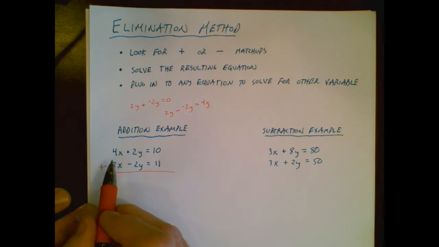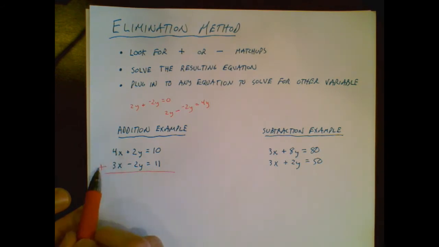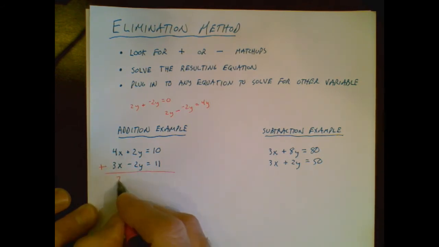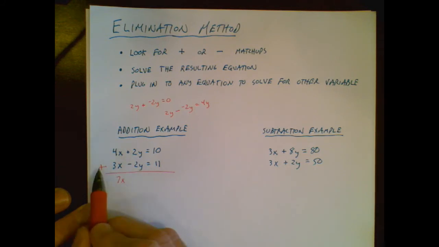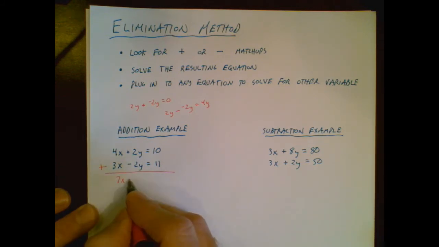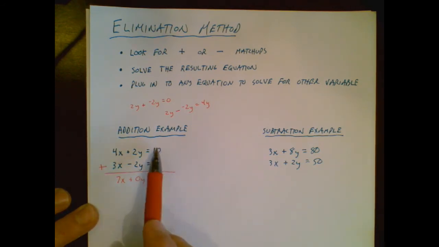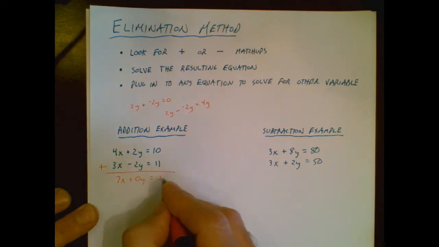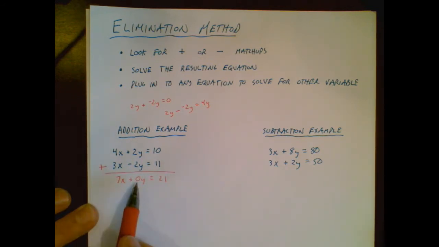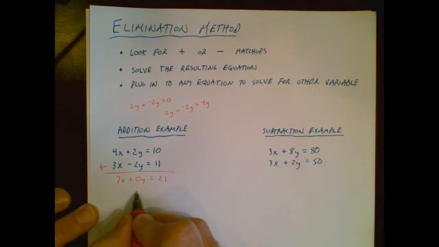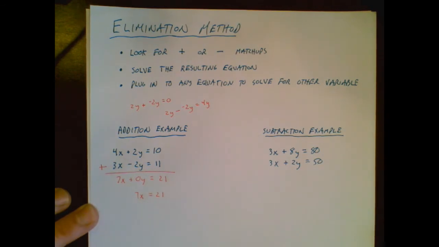Now I'm going to go ahead and add just like I'm adding numbers. 4x plus 3x is 7x. 2y plus a negative 2y is 0y. I'll go ahead and write that, but you will probably eventually stop doing that. And then a 10 plus an 11 is a 21. Well, 0y is just 0, and in an equation you don't bother writing 0 normally, so I'm going to just replace that with 7x equals 21.